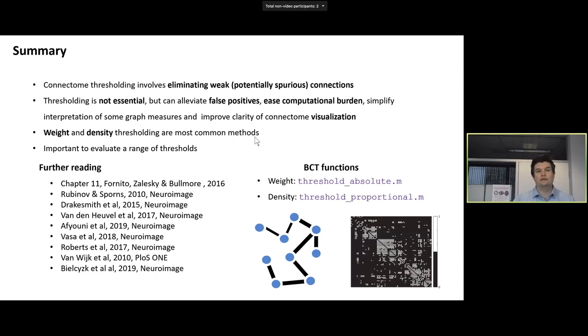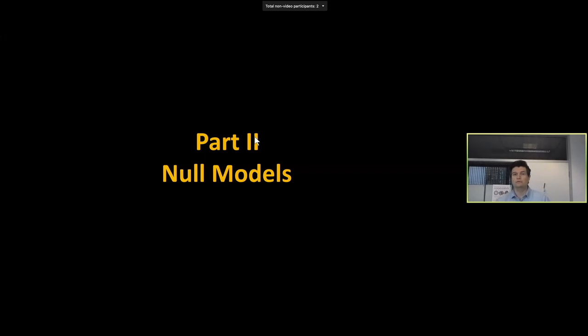So in summary, I've introduced connectome thresholding. I've mentioned that this is not an essential step, but it can alleviate false positives, ease the computational burden, and help with connectome visualization and the interpretation of some measures. I discussed the two most common thresholding methods, those being weight and density thresholding. I also highlighted the importance of evaluating a range of thresholds. If you're interested in actually doing this on your own data, the BCT functions for weight and density thresholding are shown here. So in the next part of the talk, I want to move to null models.